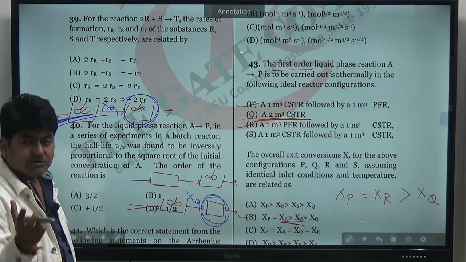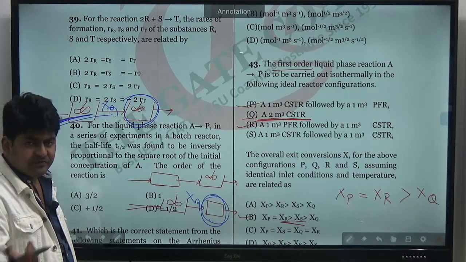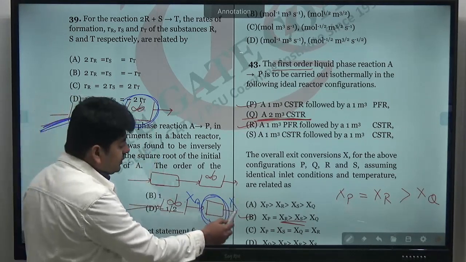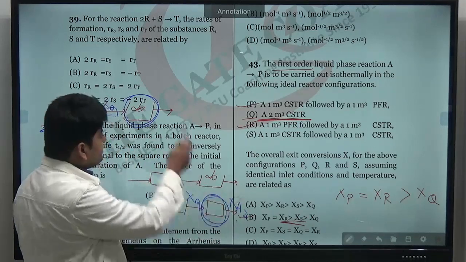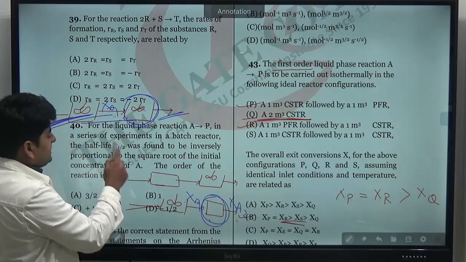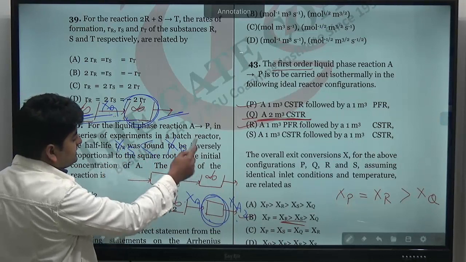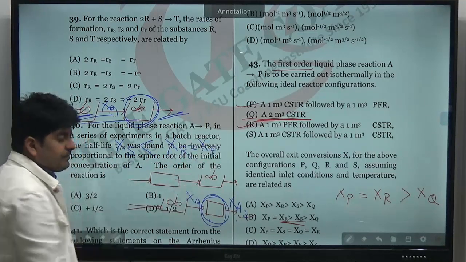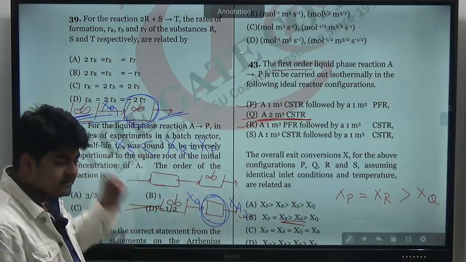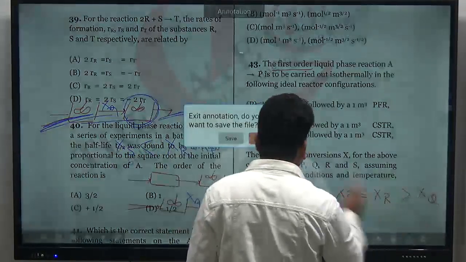So same for positive order reaction, first order means positive order. For positive order reaction, PFR gives higher conversion as compared to MFR of same volume. So volume is same. So obviously here conversion, whatever I am getting XA2, will be more as compared to this. So that's why MFR in series will have less conversion as compared to XR or XP. Simple. That is the logic. That's why option B is the correct answer. Anyways, I hope it is clear.